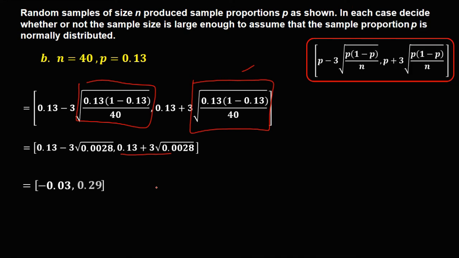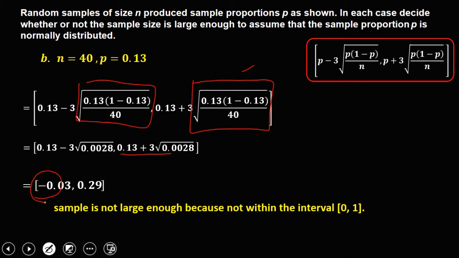Now, since the interval is outside the interval 0 and 1 because we have this negative, therefore this sample is not large enough, because it is not within the interval 0 and 1 because of this negative 0.03.